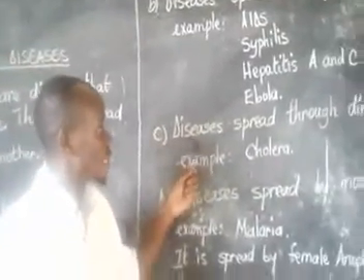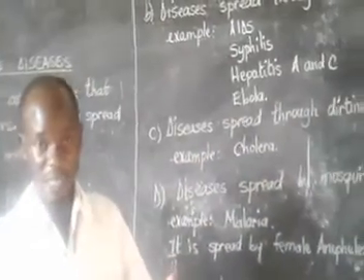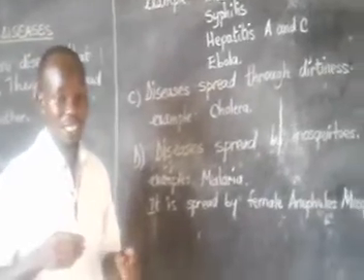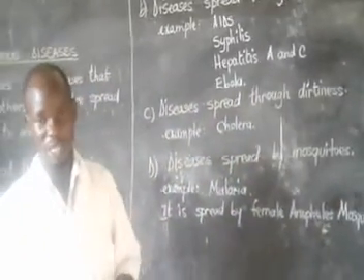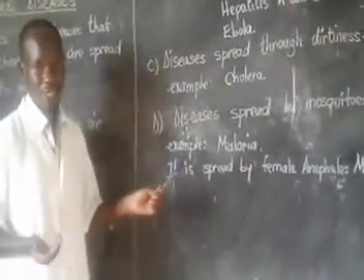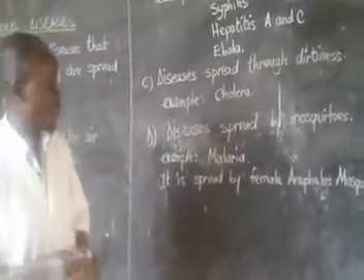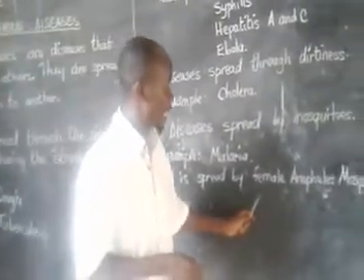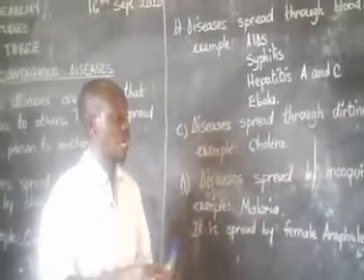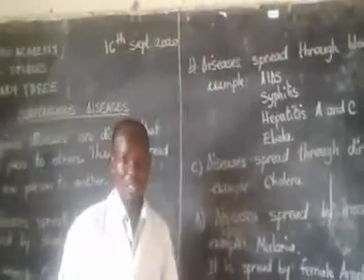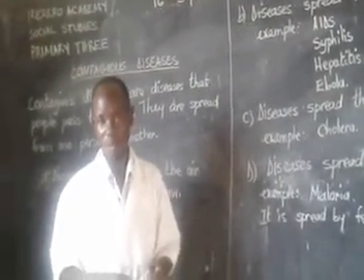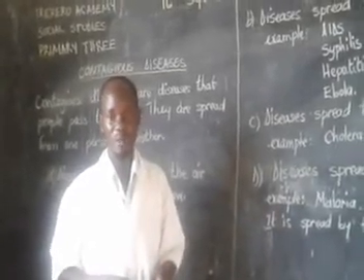We also have diseases spread through dirtiness. For example, cholera. Okay? Cholera is a very bad disease that attacks people from dirtiness. Okay? Apart from that, we also have malaria that you know. Don't you know malaria? What causes malaria? It is spread by the Anopheles mosquito, the female Anopheles mosquito. So these are different types of diseases and what spreads them. Okay? So why do we learn them? We must know them and be able to avoid them.